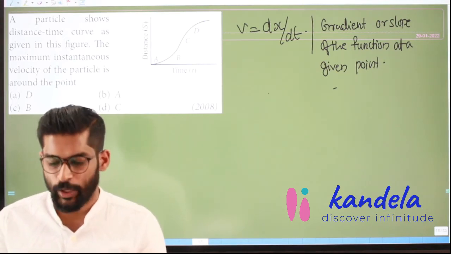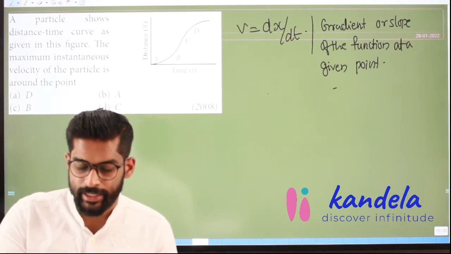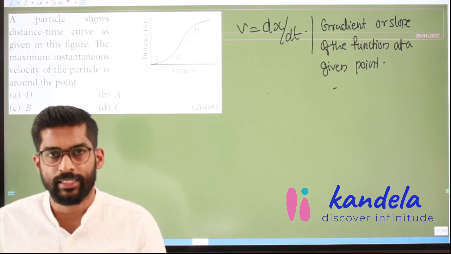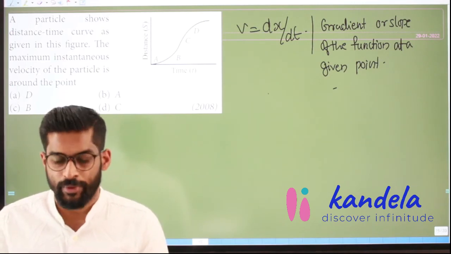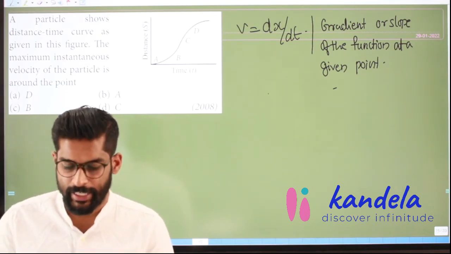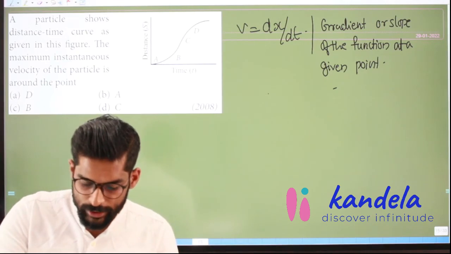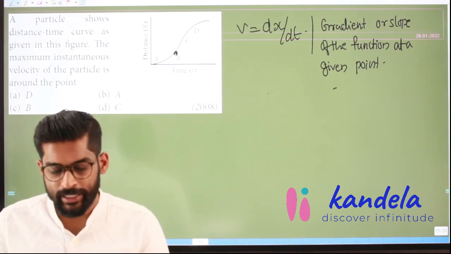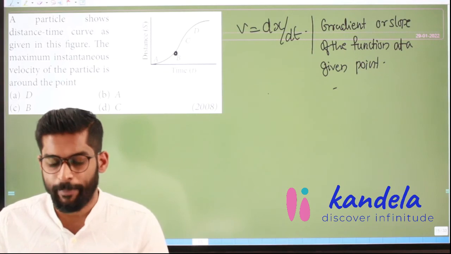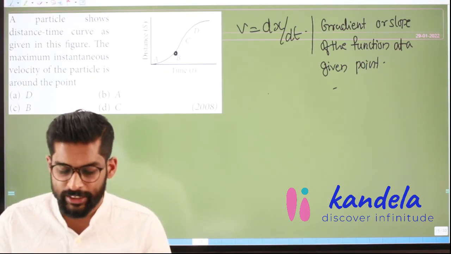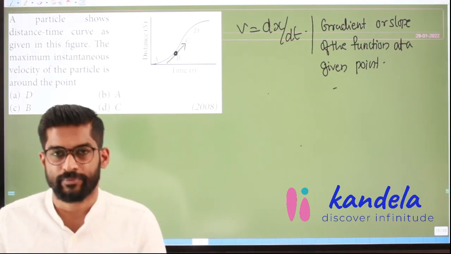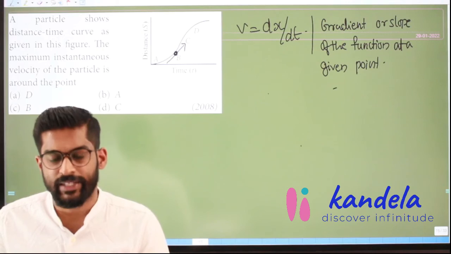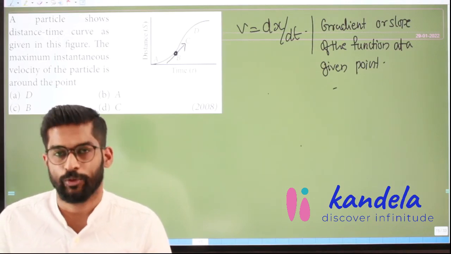Alright, and what is velocity? The gradient or the slope of the function. Now what is the function given here? Distance with respect to time. So velocity is nothing but the slope of the curve at any point of time. So if given a graph of distance versus time and asked what is the velocity at point B, I need to find the slope at point B. We can find the slope at point B just by drawing a tangent through the point B. The slope of the tangent gives the velocity at position B.